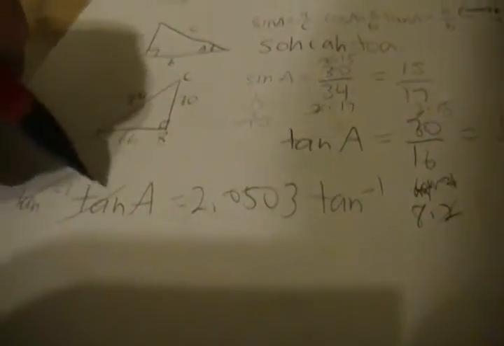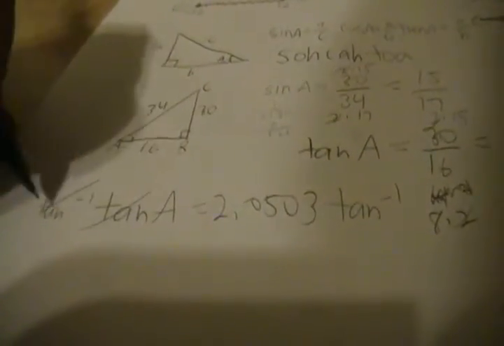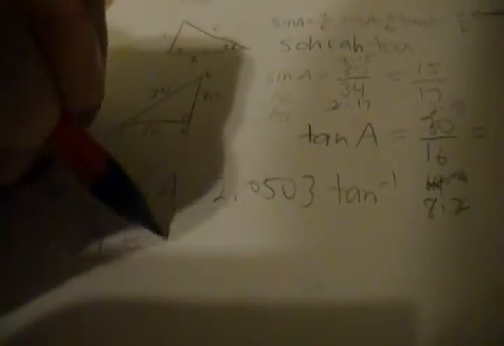If you multiply any function by its inverse, they cancel out. So thus leaving us with the angle, which is going to be equal to the inverse function tangent of 2.0503.